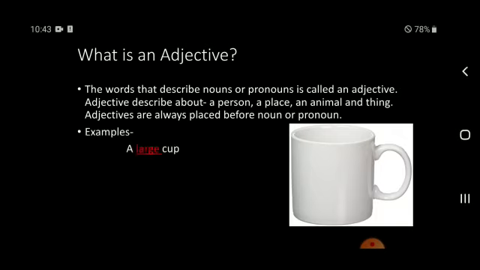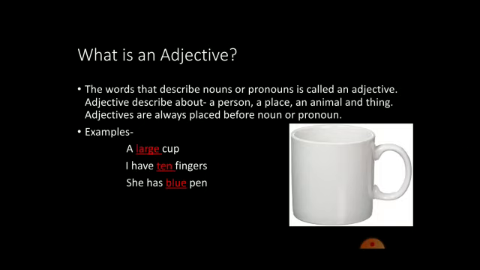Let me give you an example here. A large cup. Large is an adjective and cup is a noun, so large comes before cup. Similar example, I have 10 fingers. Fingers is a noun and 10 is an adjective. So 10, the adjective, comes before fingers. She has a blue pen. Blue is an adjective and pen is a noun. So even here, the adjective comes before the noun.